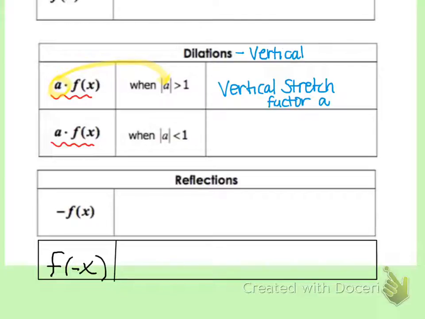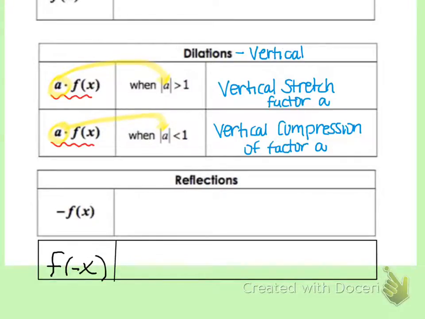And if instead the absolute value of A was less than 1, so things like a half or 3/4 or whatever, what that's going to cause is a vertical compression. And so when you think about the word compression, it's like we're pressing it down, compressing it, like a trash compactor, and it's just pushing it back down towards the x-axis and really flattening it out, making it shorter.